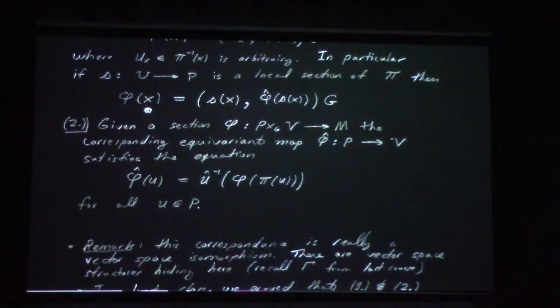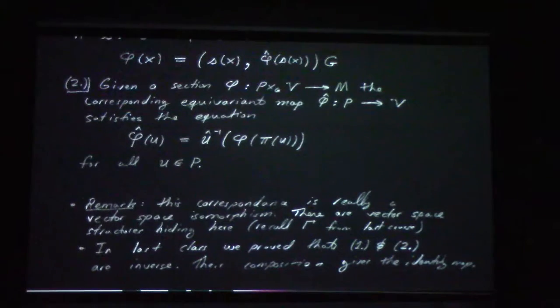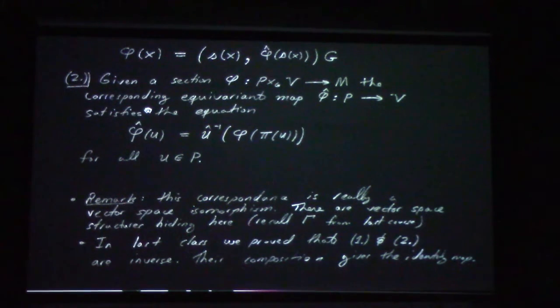And on the other hand, if we're given a section, we can create an equivariant map. So this correspondence is really a vector space isomorphism. These are vector space structures hiding here, blah, blah, blah. Recall gamma from last course. So do you guys remember gamma from the last course? Remember when we had general relativity, or Riemannian geometry before this?